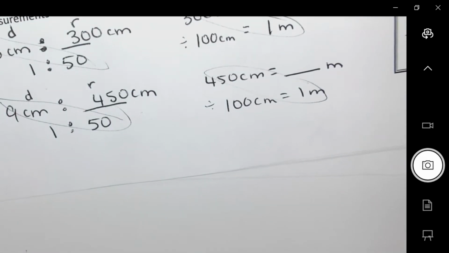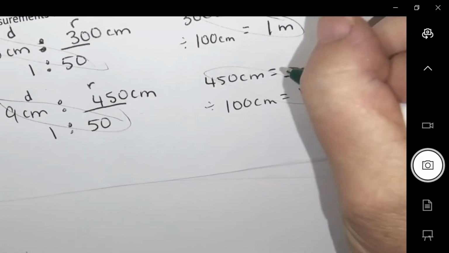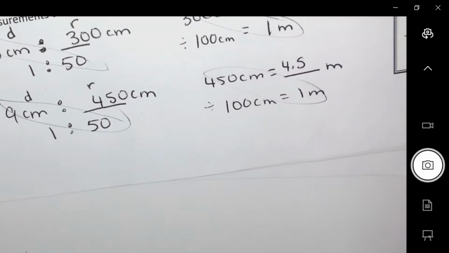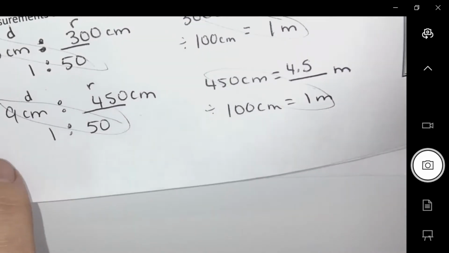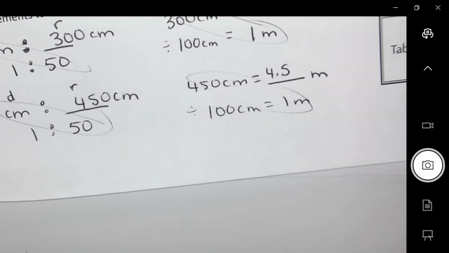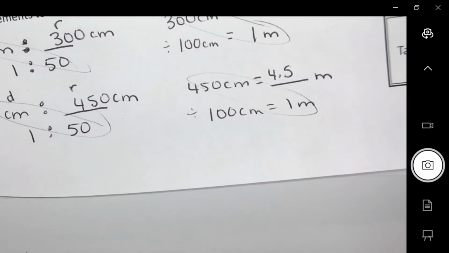So we're also going to do this in our head. What is 450 divided by 100? 4.5. Okay. So we know that diagram to real life.